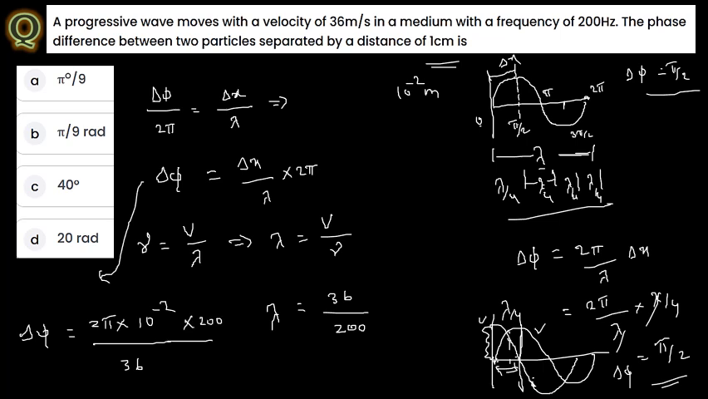Now you just simplify this equation. This is 10 power minus 2 and this will be cancelled here. So this is 2 into 2, that is 4 pi divided by 36. Now simplify this one, and so pi by 9 radian is the answer for this case. Hope you can understand this. You just go through the steps. The steps can be used to find out the difference between the phase and phase angle and the distance between these two waves.